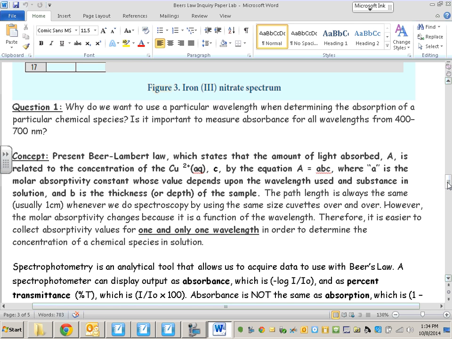The molar absorptivity, and I can't have that change, because then I have two or three variables changing in an experiment, and that's not controlled. You can't have confidence in your values. You can't have confidence in anything if more than one variable is being changed.